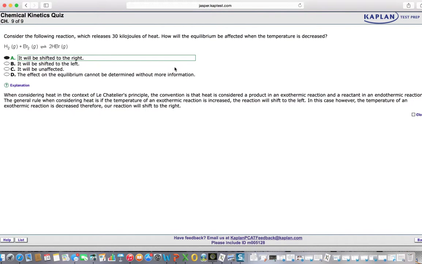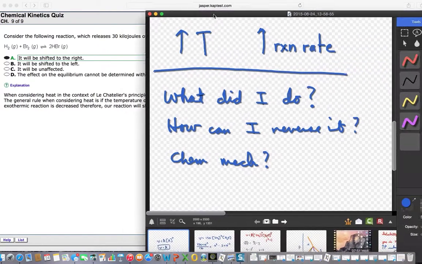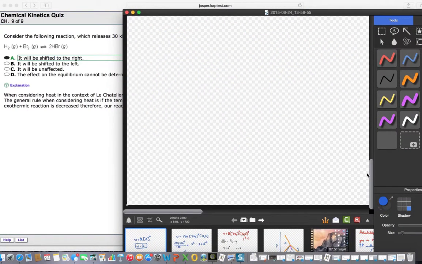And the last question, following reaction which releases 30 kJ of heat, how will equilibrium be affected if temperatures decrease? Great question to ask. This is one I could definitely see occurring on an exam. So let's look at this equation through a different lens. We have H2 gas plus Br2 gas yields 2 moles of HBr gas.